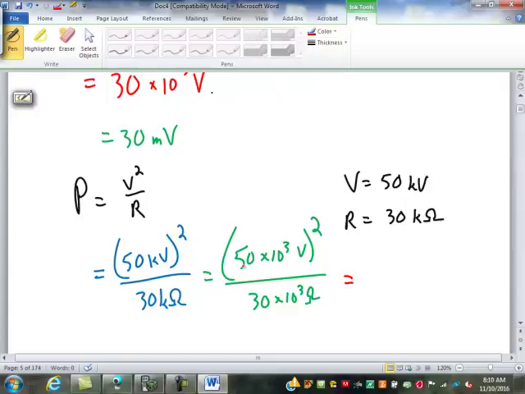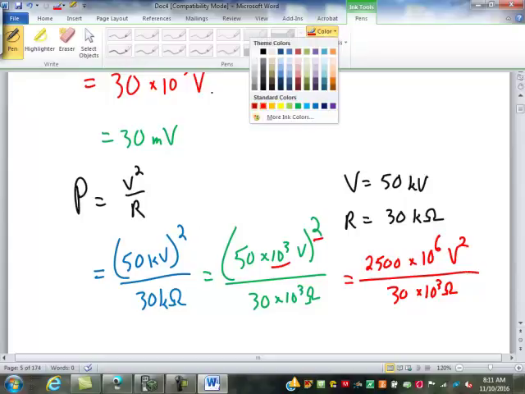So now up top, we're going to have to square this. 50 squared is 2,500. 10 to the third squared is 10 to the sixth. Volt squared is volt squared. Now, technically, this is improper right now because there's more than 3 digits. Scientific or engineering notation should never have more than 3 digits in front of the decimal point. But we're still going to have to do some calculations with this. We still have to divide by the 30 times 10 to the third. So let's do that first before we adjust it.